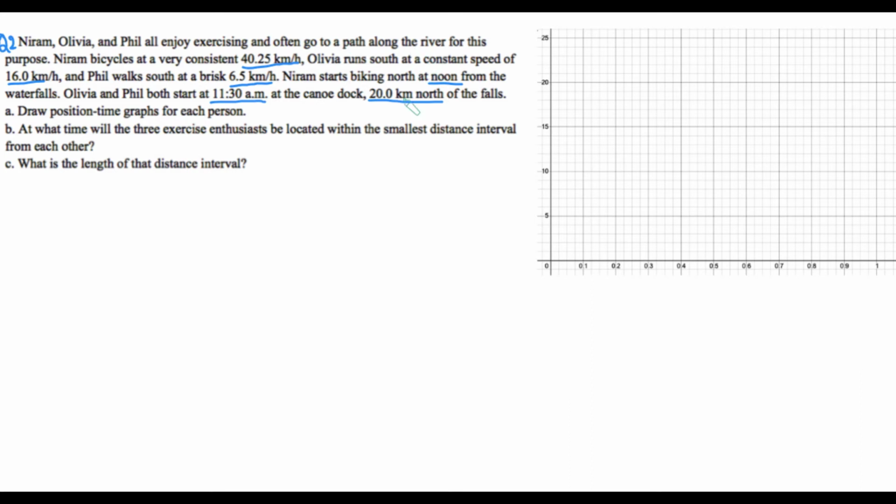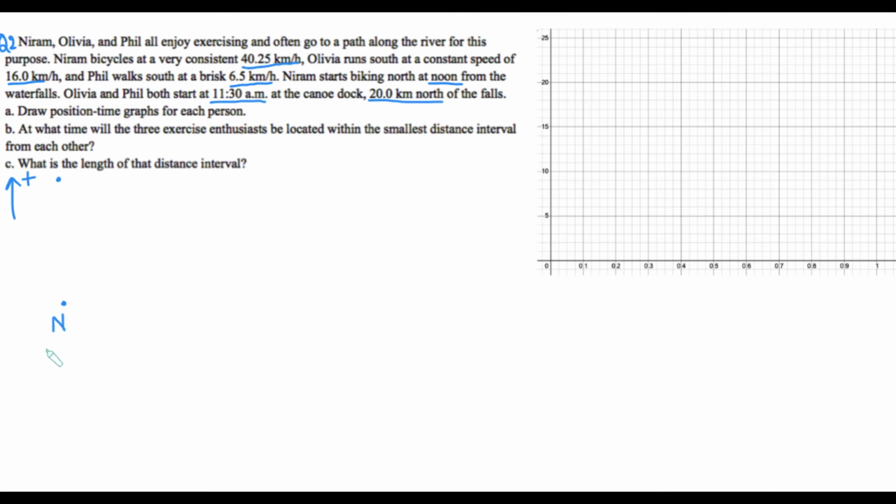There's lots of information here. Let's draw a sketch of the situation which will help us in drawing the graph. The motion is along north-south, so let's choose upward direction as north and consider that to be positive. Canoe dock is north of the falls. So if waterfall is here, let's say canoe dock would be here.